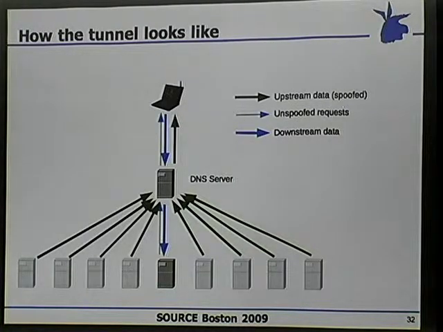The colors are not as good as they're supposed to be, but basically you have the box in between, which is the box with the agent. All the upstream data appears to come from all the other boxes and is delivered to our box, which actually sends data back using the responses to the unspoofed requests.